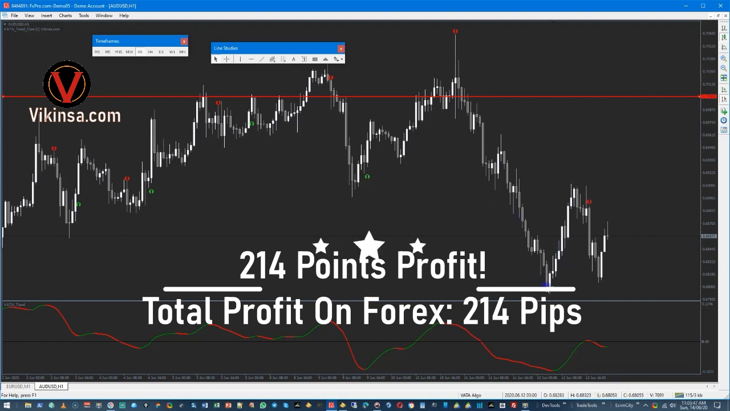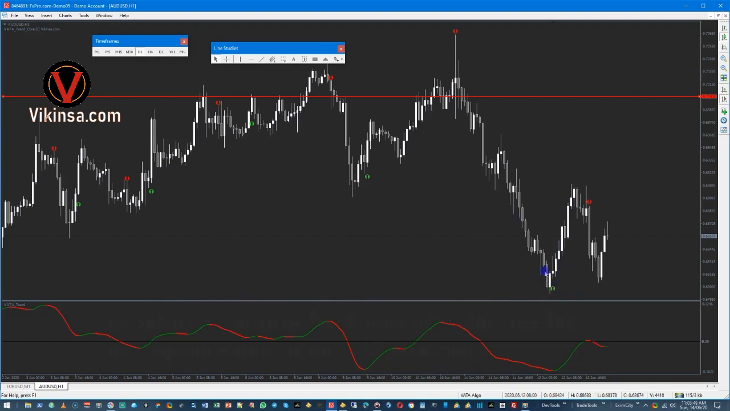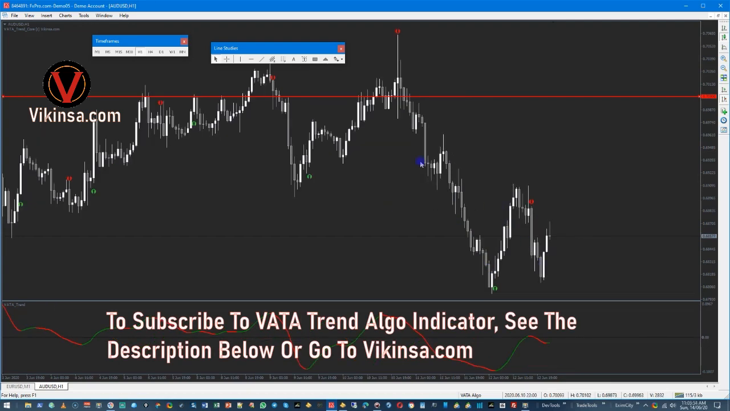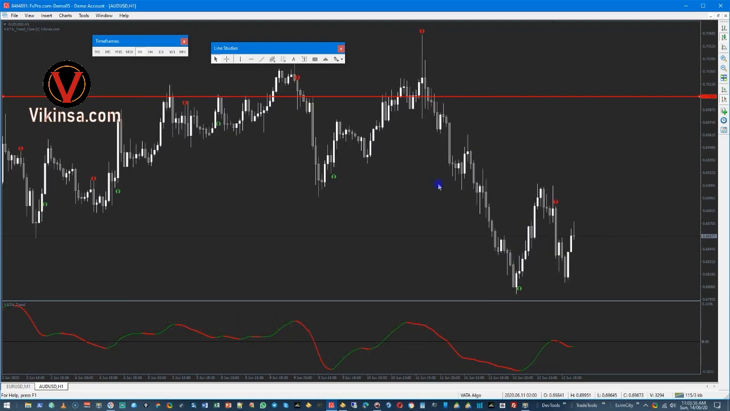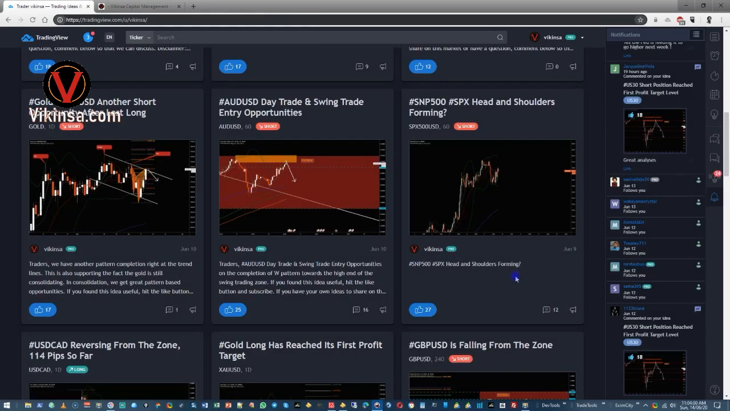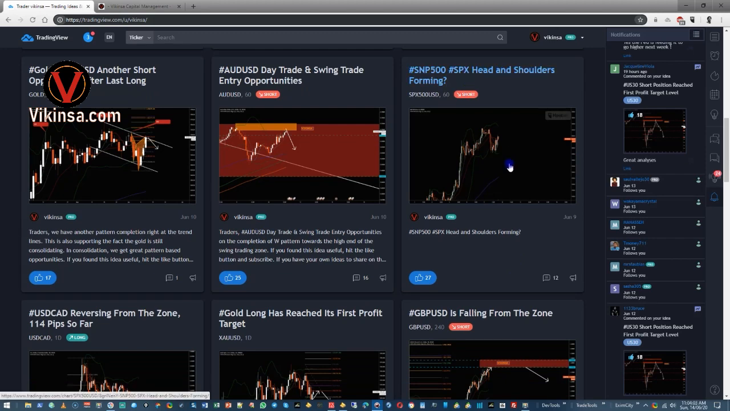So once this arrow came back up, you could have actually closed that, or you could have closed your trade once it has reached your profit target level. So that's how we could have actually played it out on AUDUSD. Now let's go to the next one, which is S&P 500, which we have already covered.